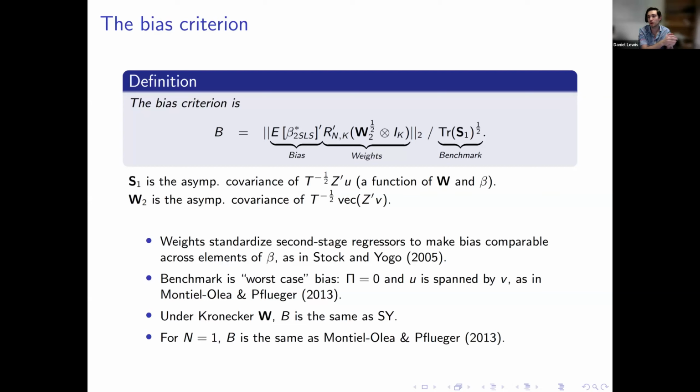This is the same benchmark adopted in Montiel Olea and Pflueger. So it's a little different to the Stock and Yogo test here, because in Stock and Yogo, you have this nice interpretation of the bias being relative to the bias of the ordinary least squares estimator.